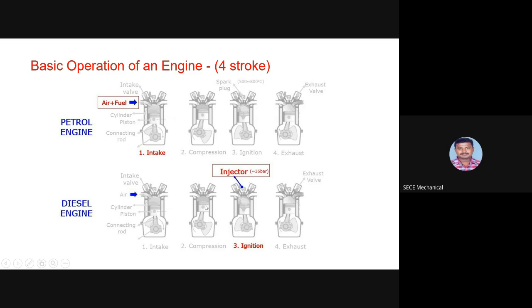At the end of the compression stroke in diesel engines, we inject the fuel as fine particles or droplets with the help of the fuel injector. Due to the high temperature and high pressure inside the combustion chamber, the fuel ignites itself automatically, and the combustion process happens in the diesel engine. So this is a cyclic process happening in both the petrol and the diesel engine.